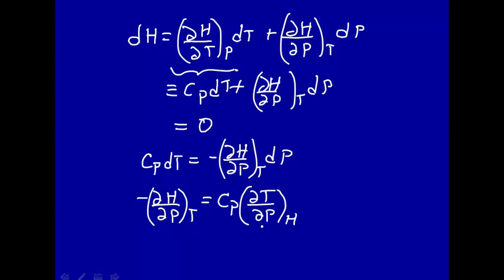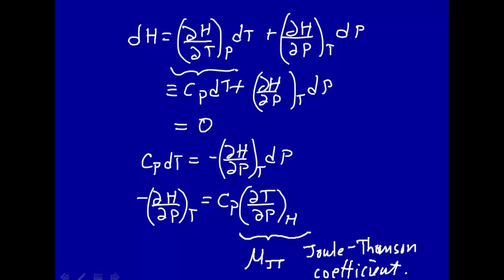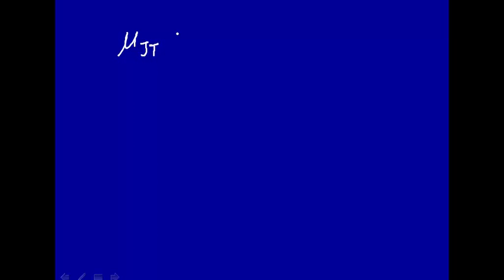In fact, this quantity, how temperature depends on pressure at constant H, is given a special symbol, mu, subscript JT, and this stands for Joule Thompson, so this is the Joule Thompson coefficient, how T changes with pressure at constant enthalpy. Thompson is also known as Lord Kelvin, for whom the unit of absolute temperature, Kelvin, is named. And so there we have the Joule Thompson coefficient. Let's rewrite it up here.